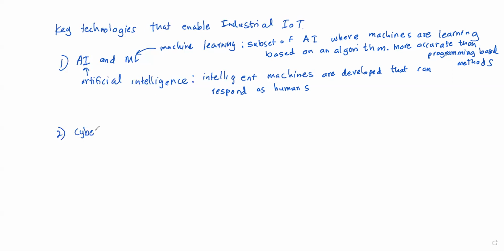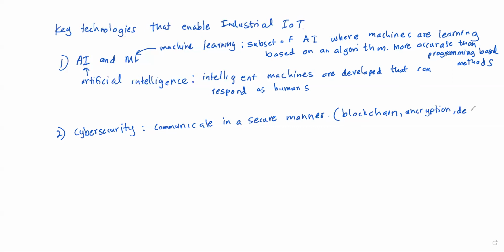Then another key technology that is required for IoT is cybersecurity. Cybersecurity is about the security of the data and how we can communicate in a secure manner. We have different technologies that we can use to improve the security of our data. We can include technologies like blockchain, and we can use encryption and decryption methods to secure the data further.